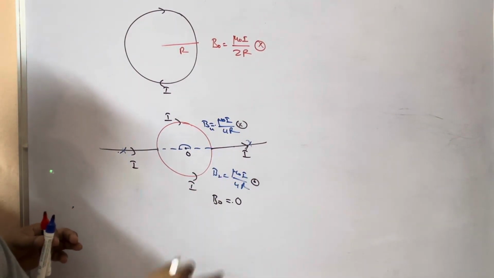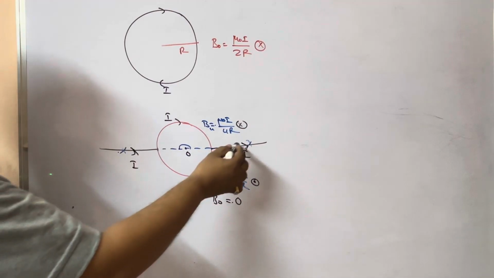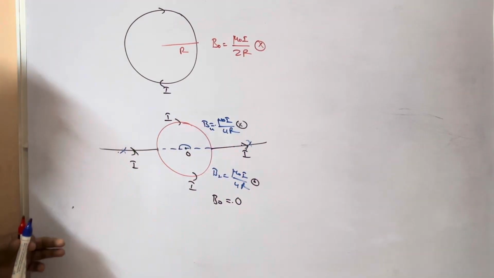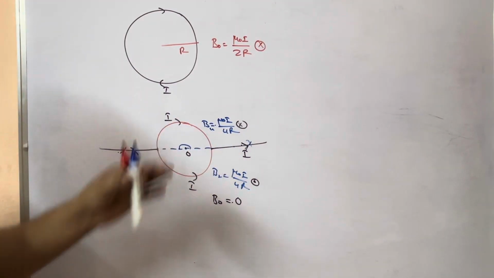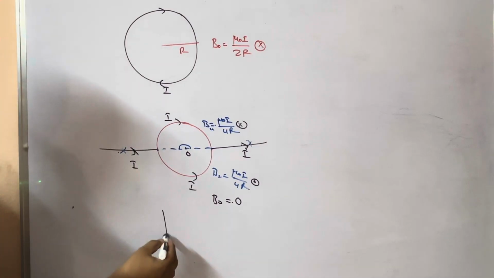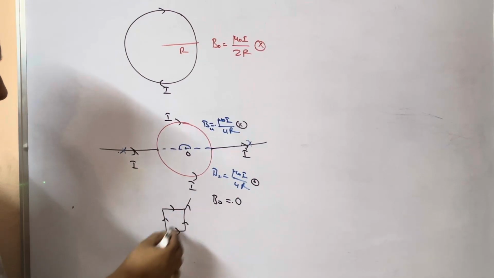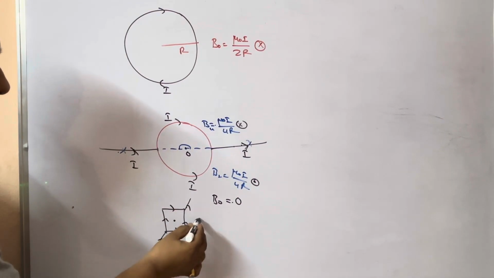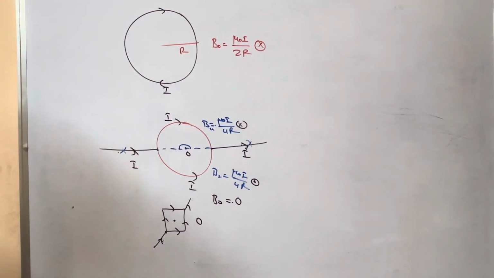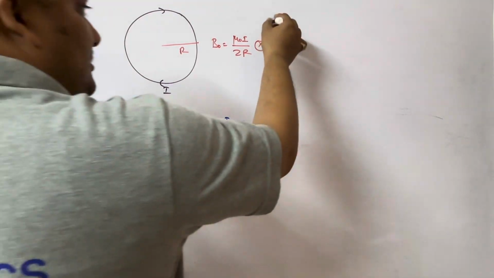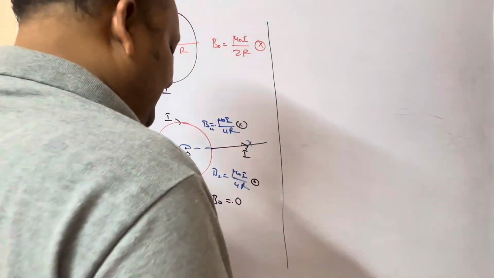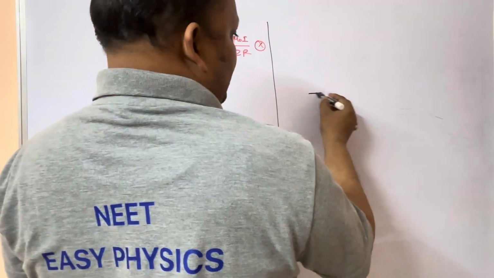So, blindly we can follow one thing. If entering and leaving currents are given for any coil, or triangle or square, whichever it might be, we already discussed this for the square also. Whenever they ask at the center with entering and leaving currents, the magnetic field is going to become 0. You can follow this blindly.